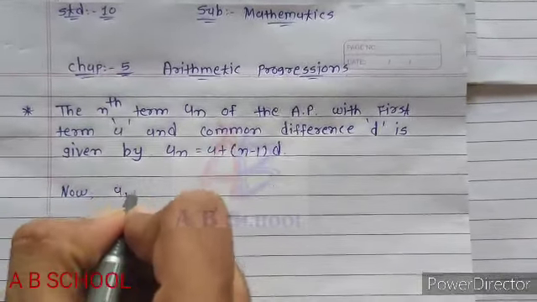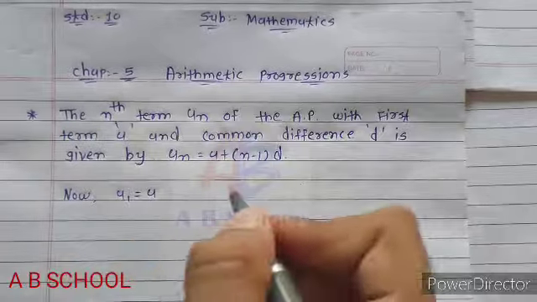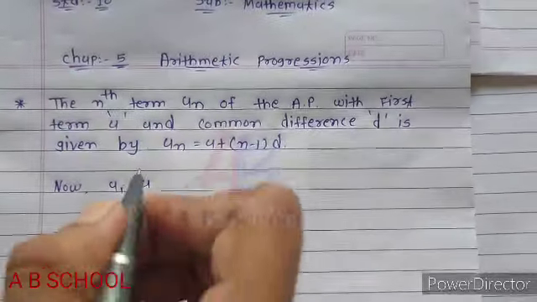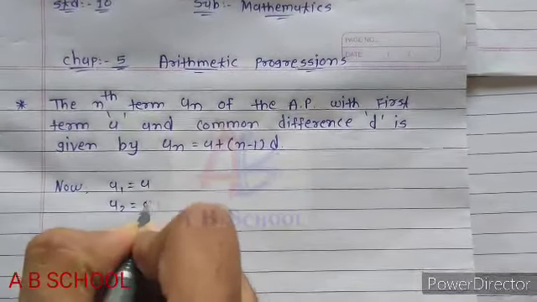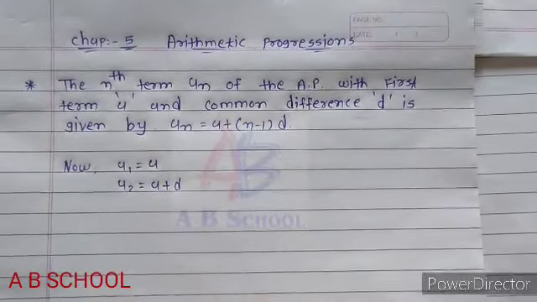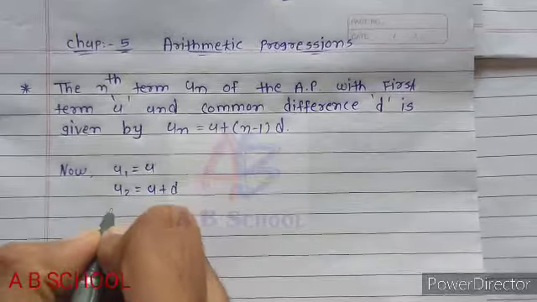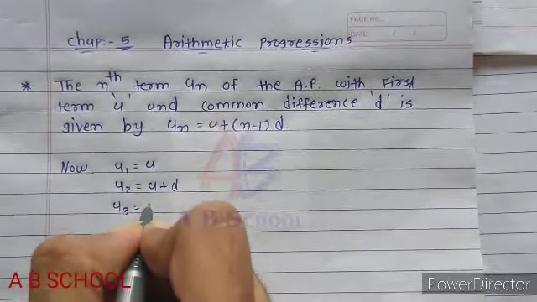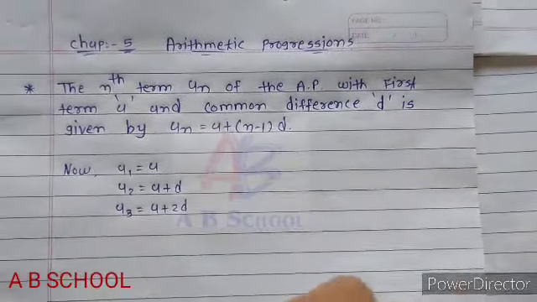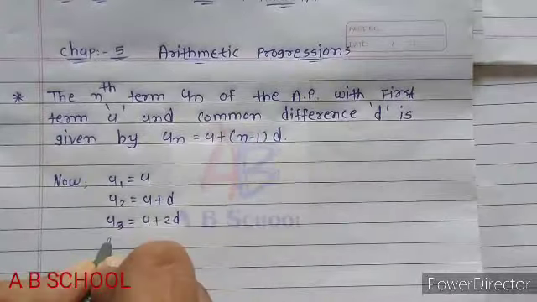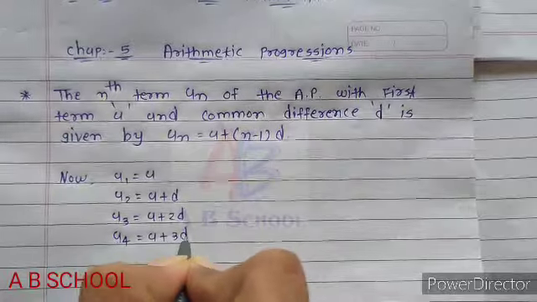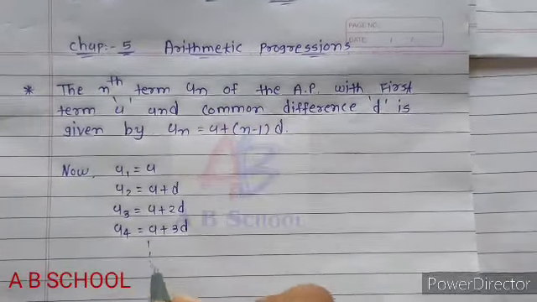A1 is equal to A. For the second term, put N is equal to 2 in the given form. So A2 is equal to A plus D. For the third term, put N is equal to 3. So A3 is equal to A plus 2D. Now for the fourth term, put N is equal to 4. So A4 is equal to A plus 3D.